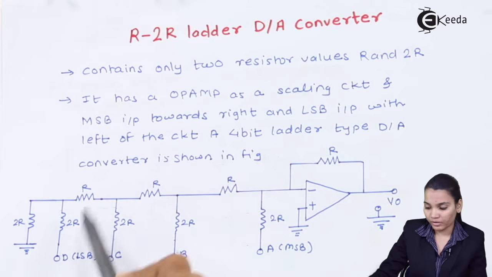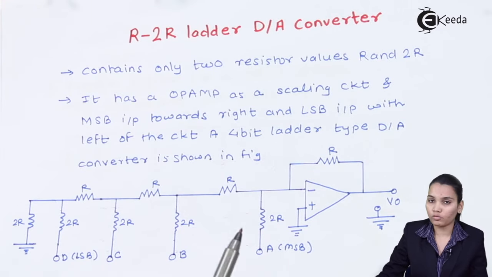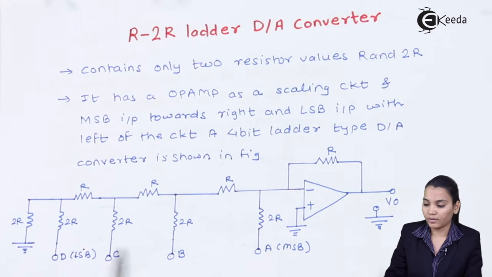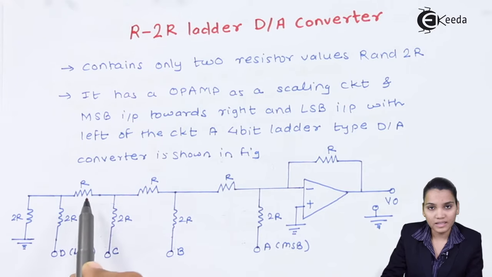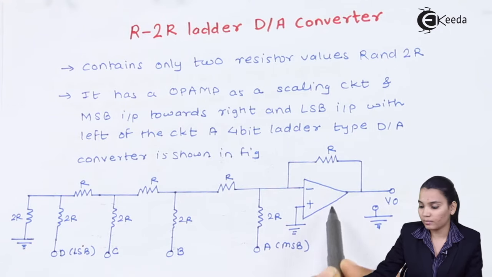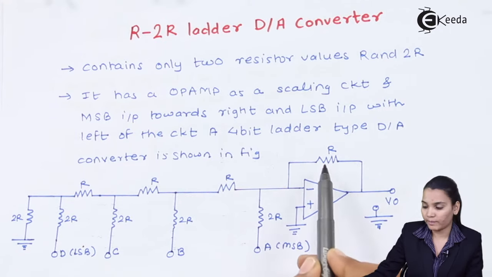Now, we have seen the circuit diagram of the resistor. In the previous video, we saw the circuit diagram of the weighted resistor network. But in this circuit diagram, you can see the value of the resistor is nothing but only R and 2R. Every resistance is replaced by R and 2R value. This is nothing but the summing amplifier. This is a feedback resistor.